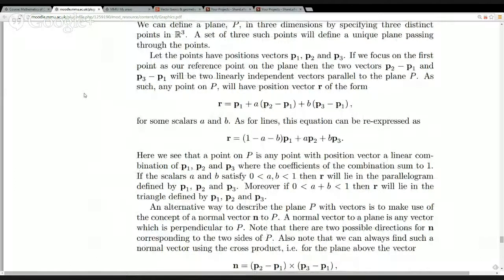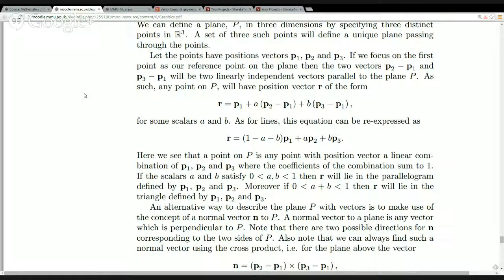And again, just as we did for lines, this equation we can reorder and bring all the vectors P1 together, and that would give you this form of it here, shown in the middle of the screen. And again, you see that a general point in the plane R is described as a linear combination of the points P1, P2, and P3. Not just any old linear combination, it's restricted. And the restriction is that the sum of the coefficients, the coefficient of P1, the coefficient of P2, and the coefficient of P3, have to sum to 1.